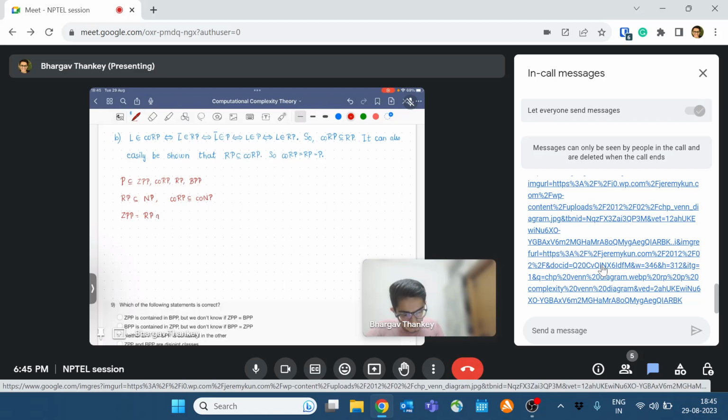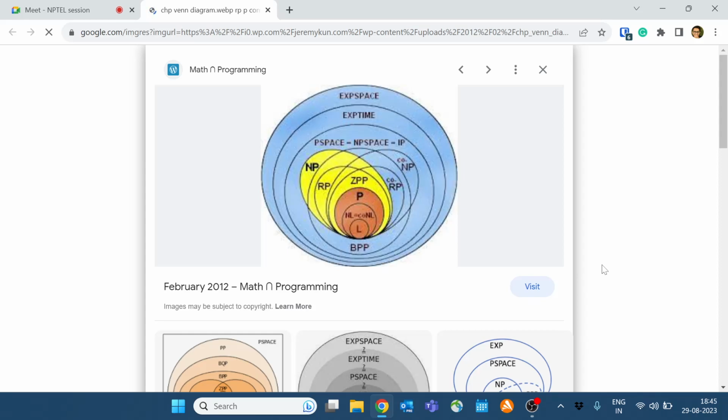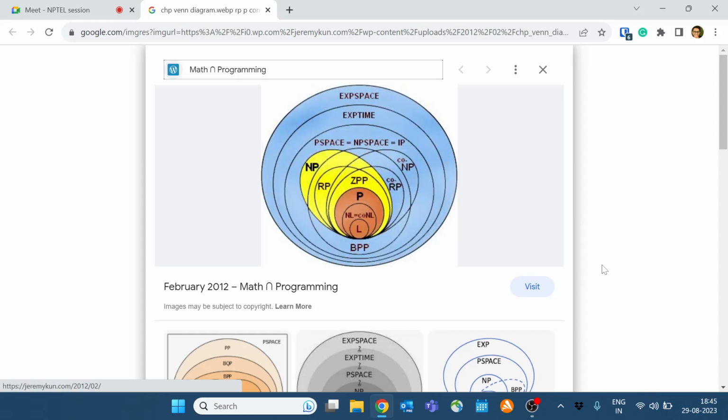Okay, I've sent it in the chat. So this is our intersection core. But this is a huge diagram. It's very difficult to understand. Yeah, but it covers everything. It does not have BPP, but yeah, BPP is there. It's written here. Yes, BPP is here.